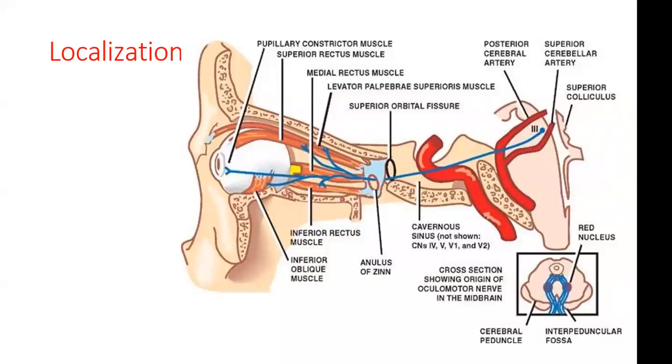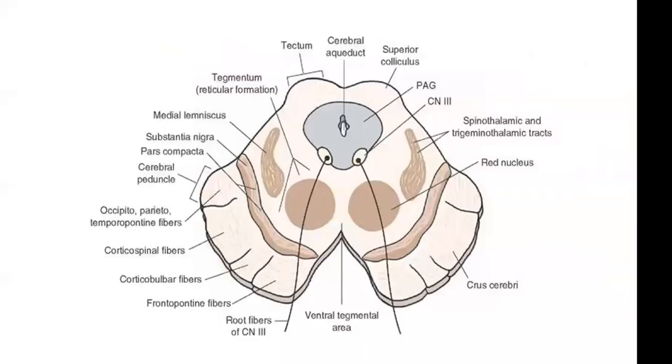The third nerve starts in the midbrain, as you know. If there is a lesion in the midbrain causing a third nerve palsy, the third nerve nucleus is somewhere in this region. Let's watch my mouse point again. So that is the third nerve nucleus.